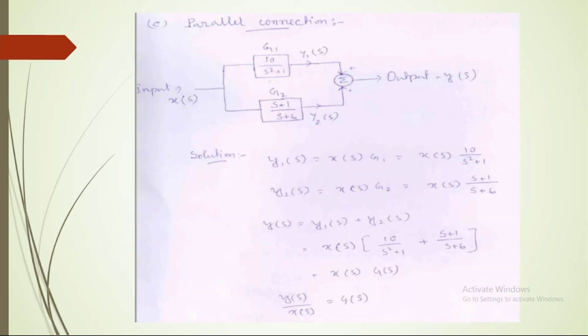And next is a parallel connection. This system is connected in parallel. Here Z1 and Z2 are given, where Z1 is 10 upon s square plus 1, and Z2 is s plus 1 upon s plus 6. The output of Z1 is y1 of s, and the output of Z2 is y2 of s. For parallel, the outputs of the two blocks Z1 and Z2 are just summed up to give the final output y of s. So first solve theoretically to find the transfer function.